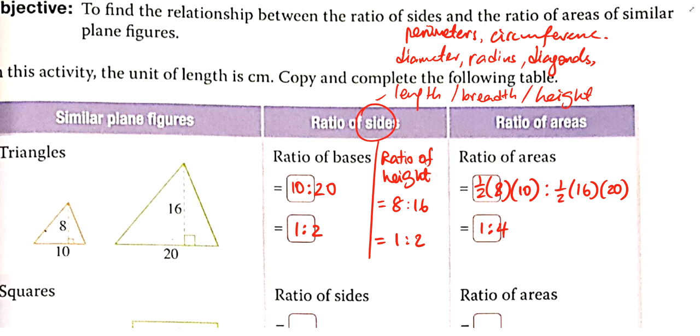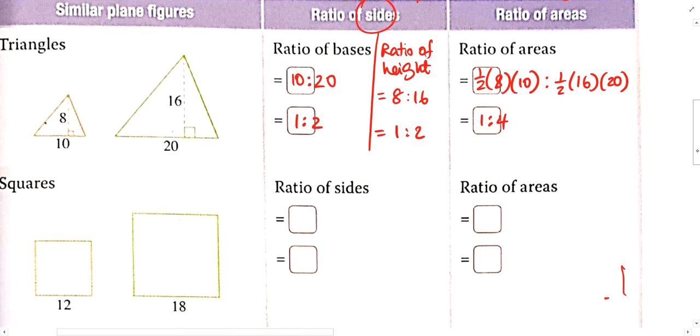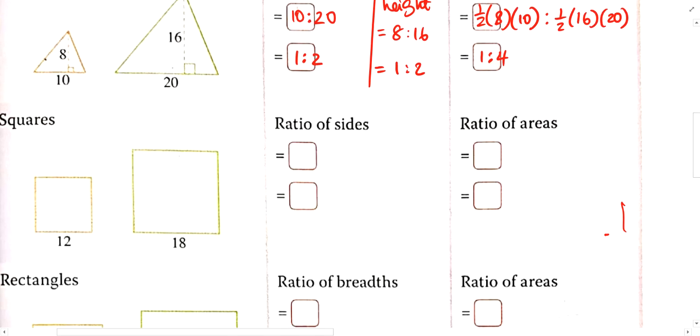Let's try to explore a little bit more first. What about squares over here? Ratio of sides. Come, this one should be easy. 12 is to 18, which gives us 2 is to 3, right? Okay, ratio of area. How much is that? Ratio of area?